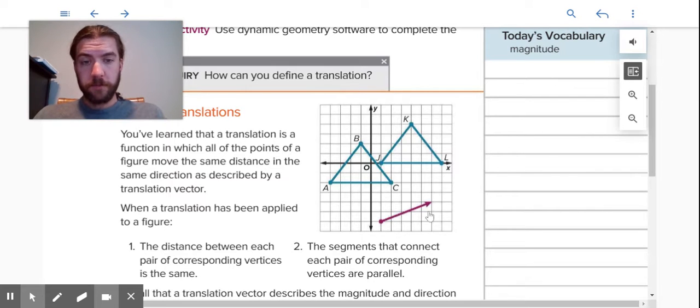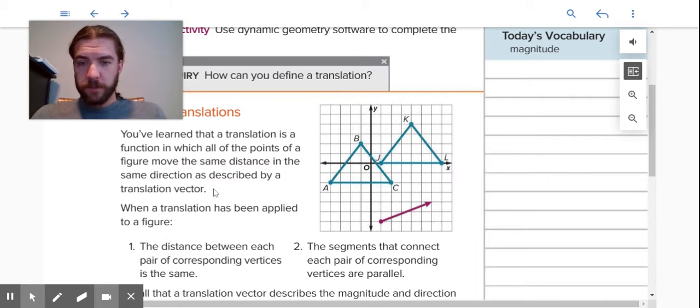So this vector is telling us how to move our object. It's saying we're going to move it in this direction, this distance. Okay, so specifically we're going to go over 5, up 2. So if you see here, we've gone over 5, up 2 for all of these points.